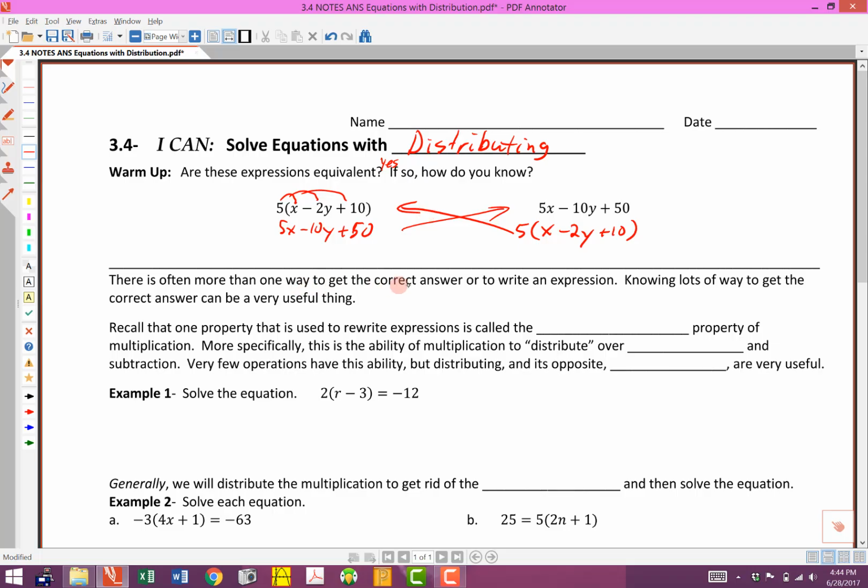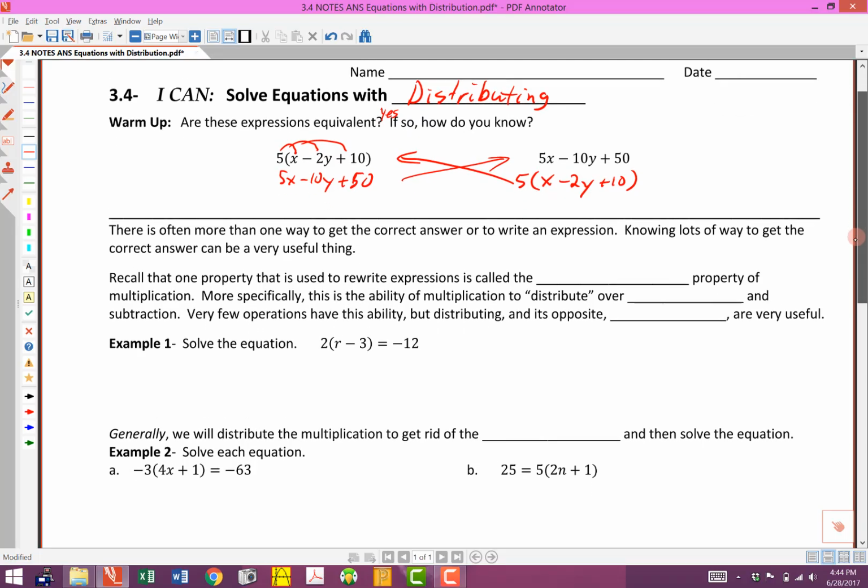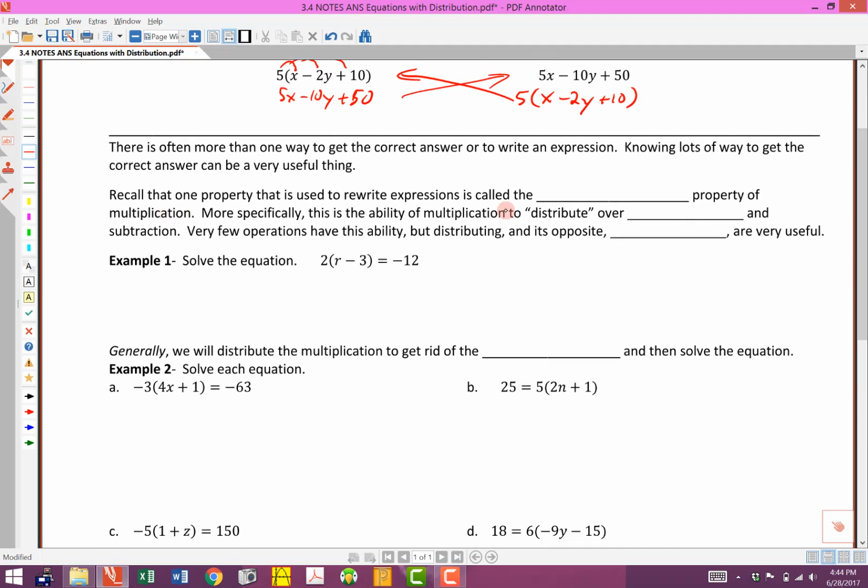Now, there's often more than one way to get the correct answer or write an expression, and knowing as many ways as possible to get an answer or to write an expression is really useful. So you remember this property that we talked about in a previous video called the distributive property. It's the distributive property of multiplication, and it was the ability of multiplication to distribute over addition and subtraction. And we talked about how there aren't very many operations that have this ability. The ability to distribute is very rare, okay? But distributing multiplication over addition and subtraction, and its opposite, which we showed above, factoring, those are both really useful.